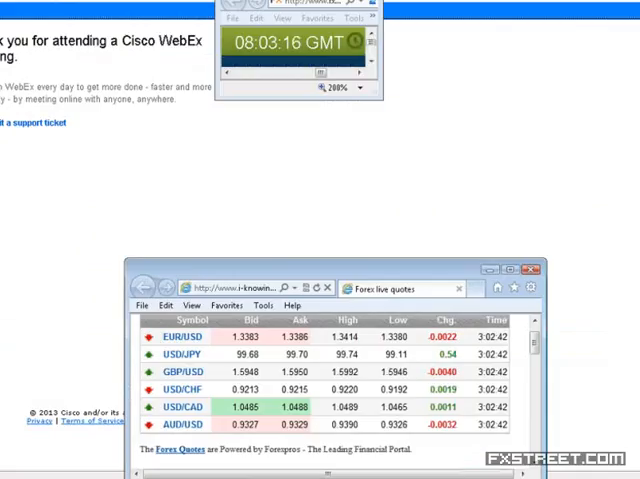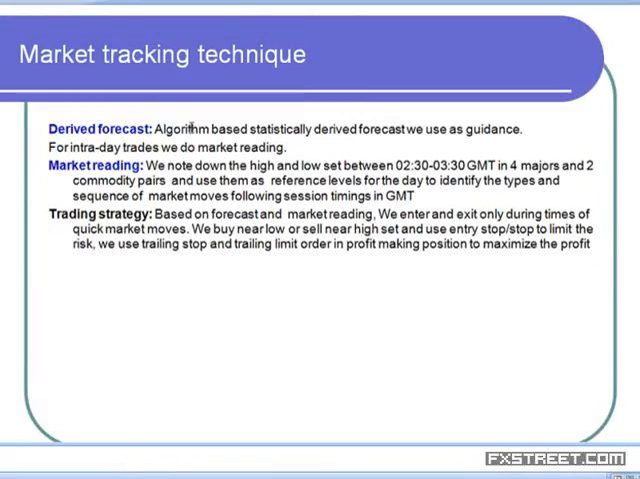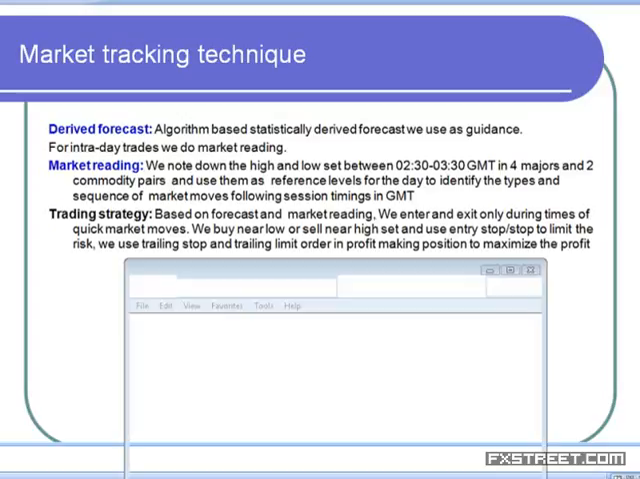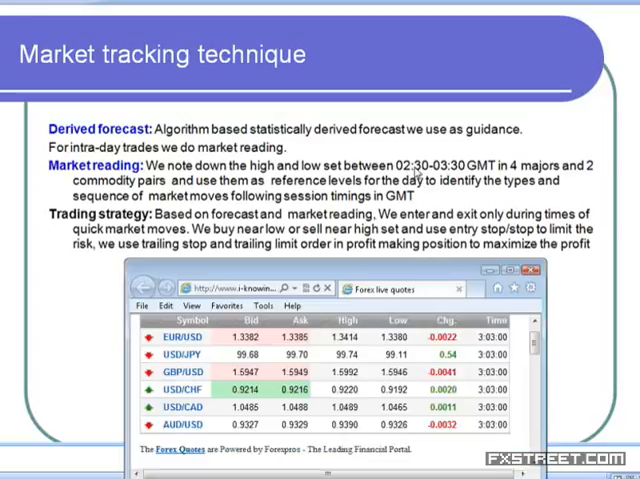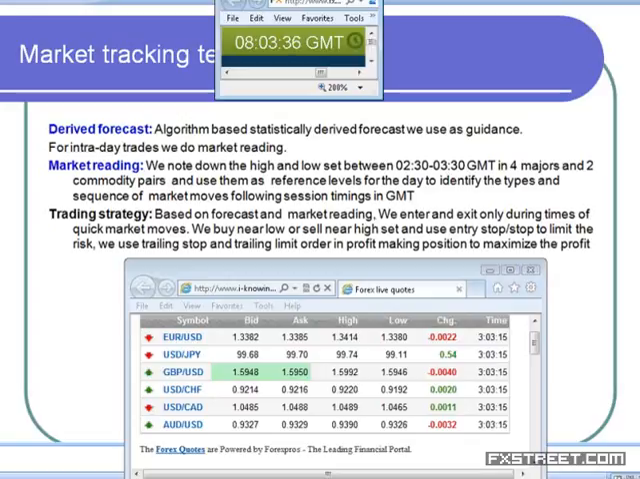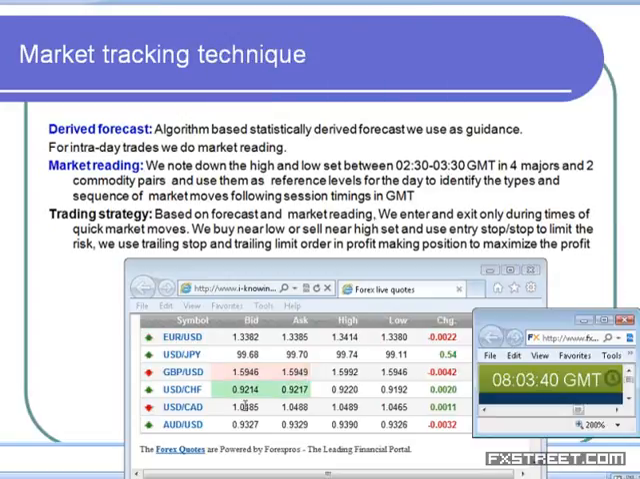we use initially the forecast. Then we use the market reading technique. What is the market reading technique? It is a simple market tracking technique. We note down the initial lows and the highs around 3:30 GMT. So around 3:30 GMT, we will try to note down the initial lows and the highs from the live market code page in all the 4 majors and 2 commodity pairs. So that is during the early part of the Japanese session.